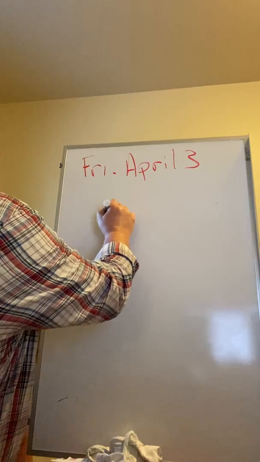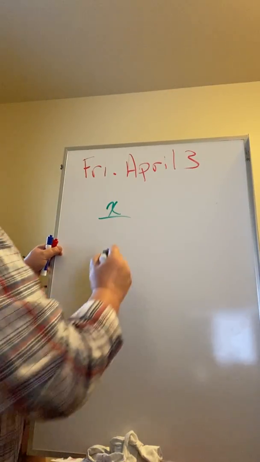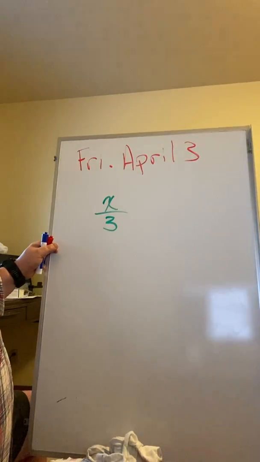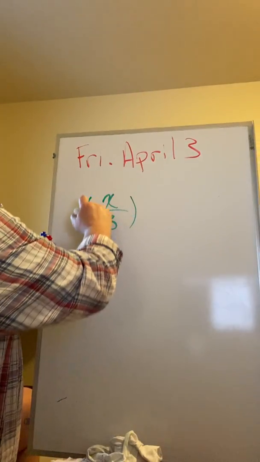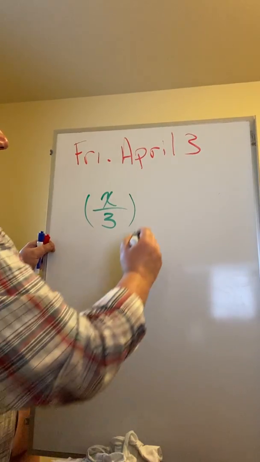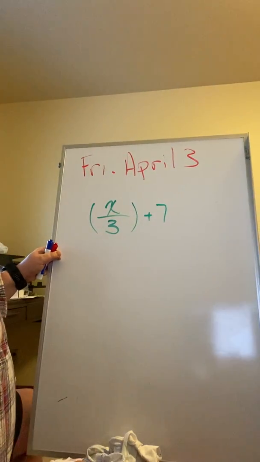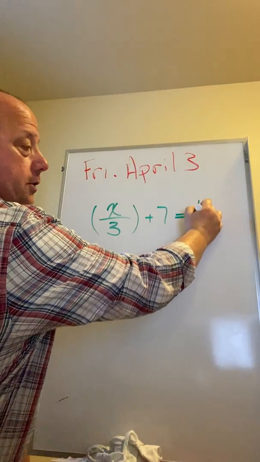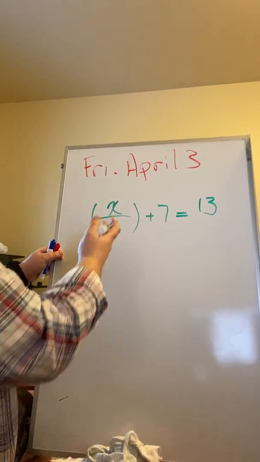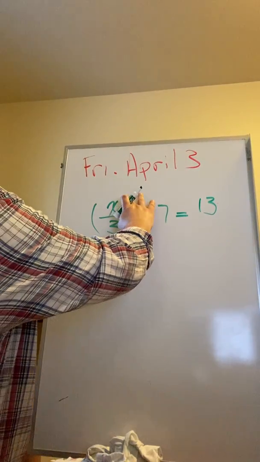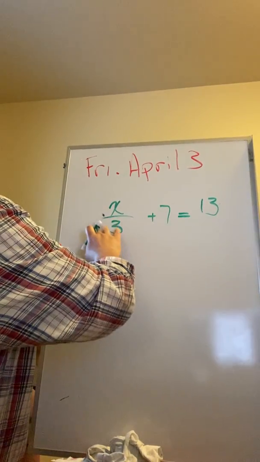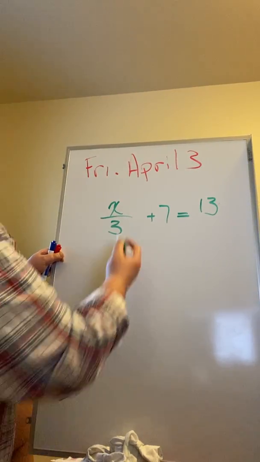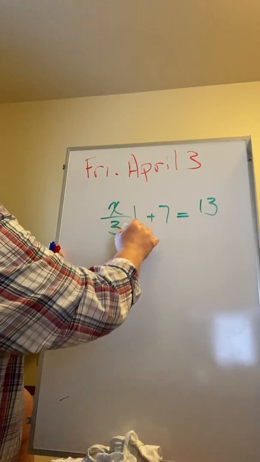So a number is divided by 3. Can't get any easier than that. It tells you exactly what to do. A number divided by 3. The answer to this right here is then added to 7. And it says the result is 13. Here we go. You don't need the parentheses. Honestly, you could leave the parentheses off. Ugh, grubby hands on a dry erase board. Yuck. It's a two-step equation.